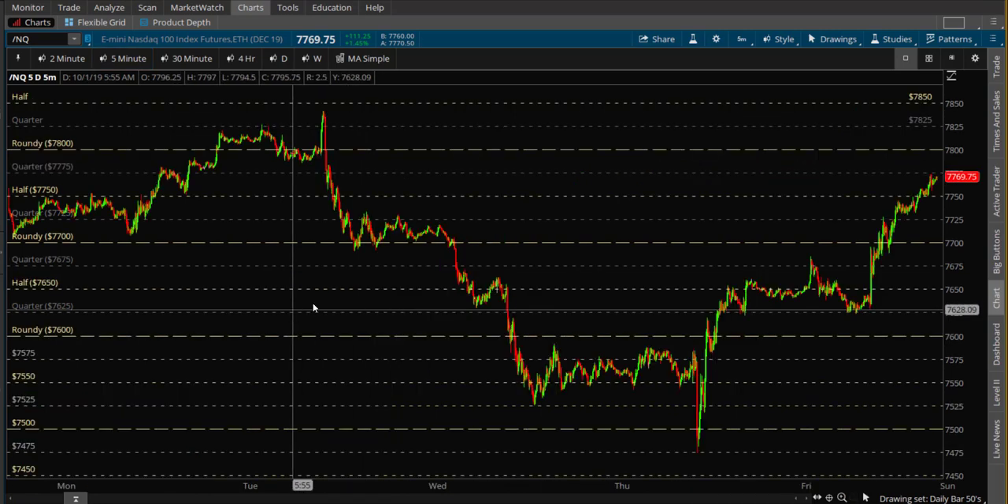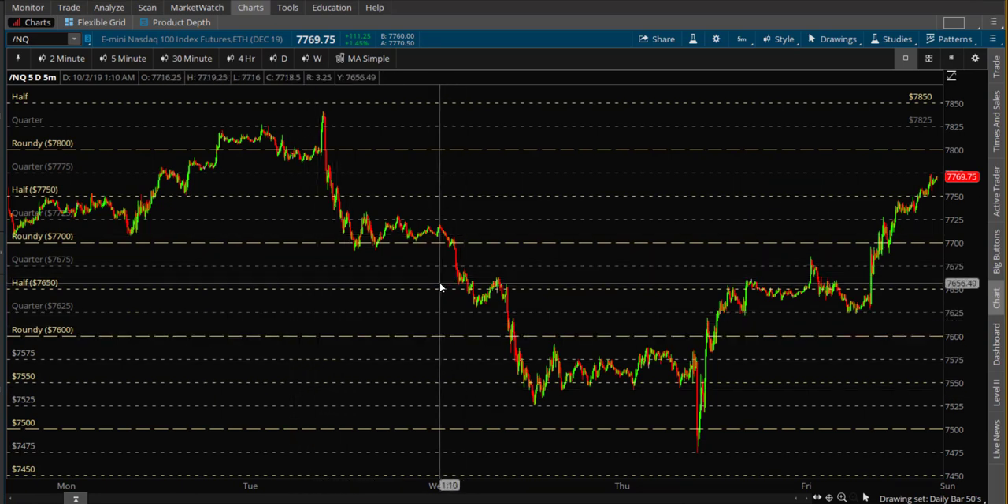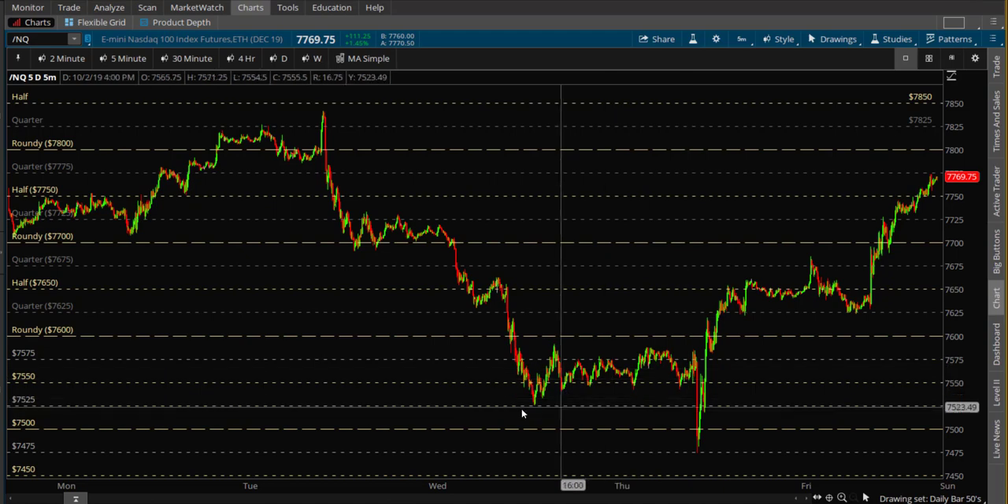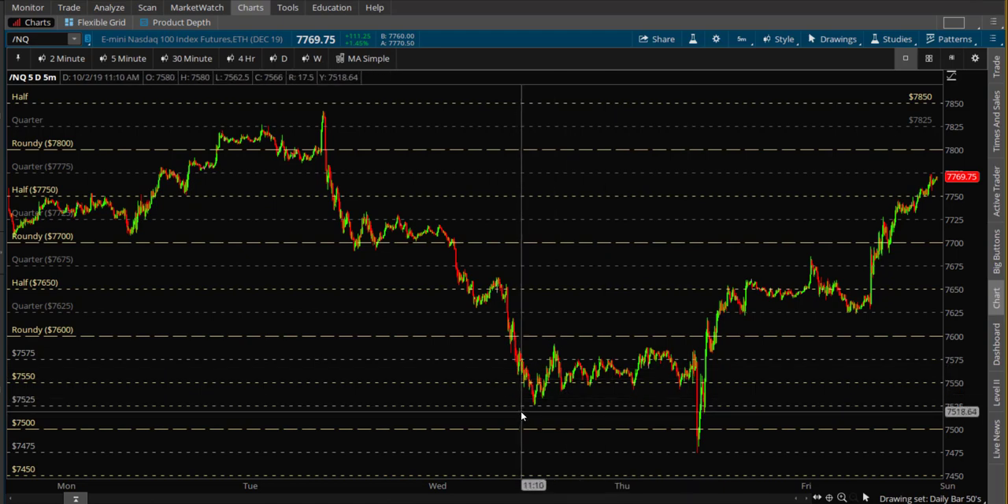If you're looking to trade a scalp, or if you're looking to trade from point to point, there's nothing wrong with that. You can absolutely do that. But look at the price action on Thursday.